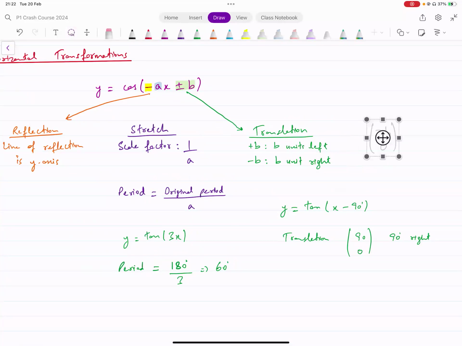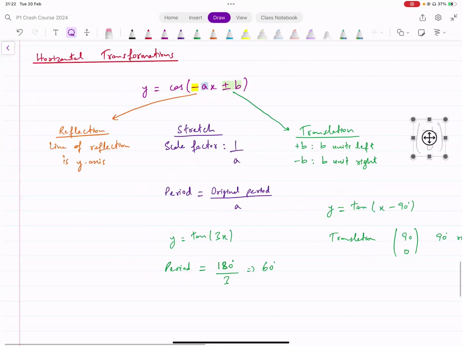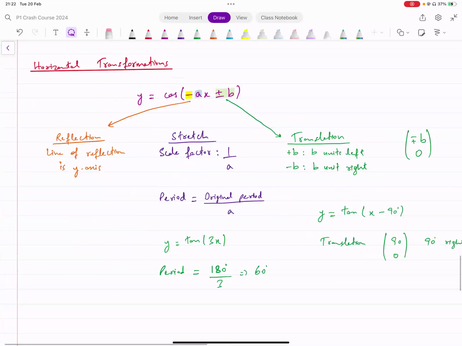Any problem with this? Any questions on all of these different transformations? Horizontal transformations? No, sir. No? So now you need to remember all of these transformations, okay?